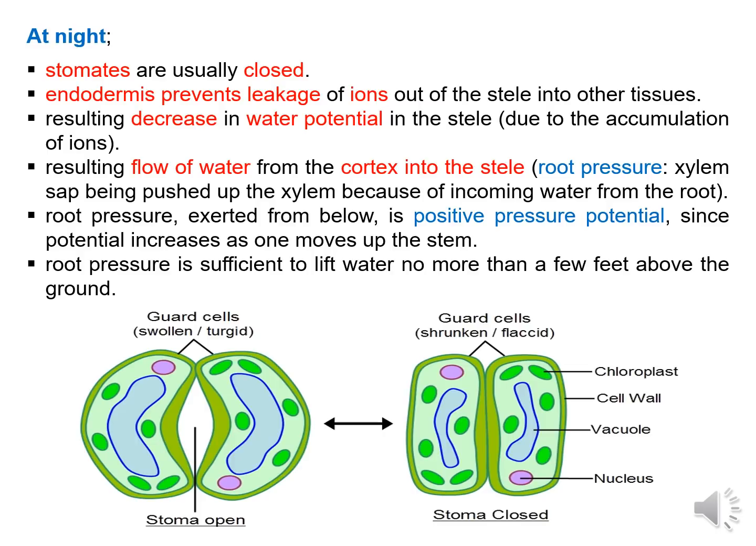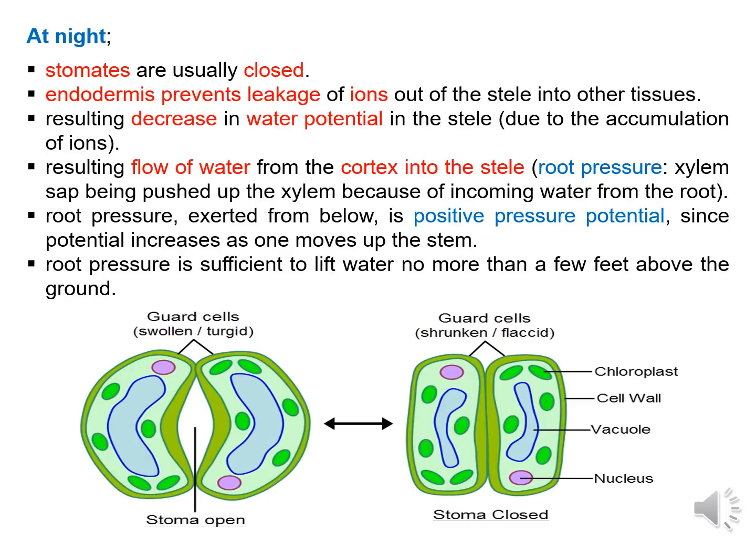Let's look at it again. At night, when stomata close, no more water in the form of water vapor escapes out to the atmosphere. But at the same time, the endoderm will prevent the leakage of ions out of the stele into other tissue, and this will result in the accumulation of ions. It will cause a decrease in water potential, because in the stele there is a high concentration of ions. Therefore, it will invite water to flow in from the cortex into the stele.